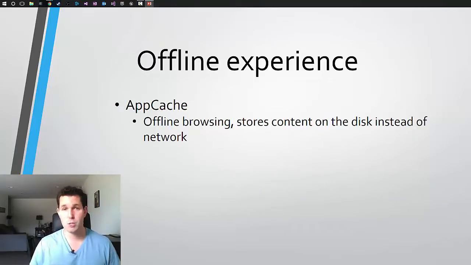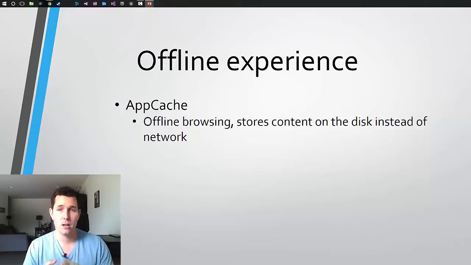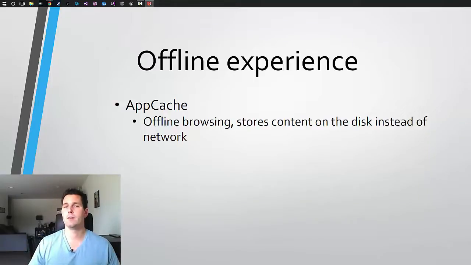First would be app cache, which is what I wound up using. It's offline browsing, and it stores content on the disk of your local device instead of a network. You can use something called the app cache manifest, which is a simple file that defines which assets you want to store locally. That can be anything from HTML, JavaScript, MP4, images, or even video files. I've done it for all of this, and I'll have a tutorial which will follow shortly after.